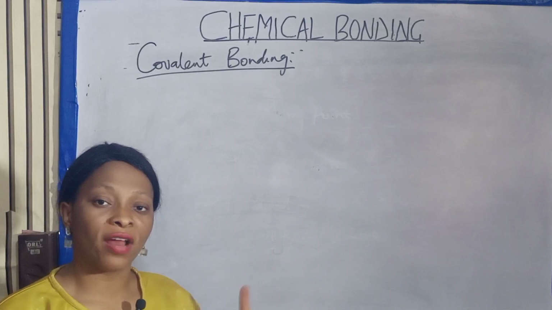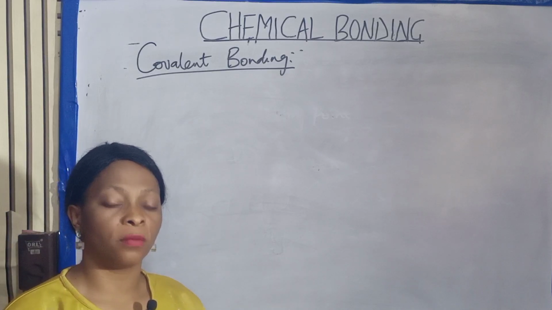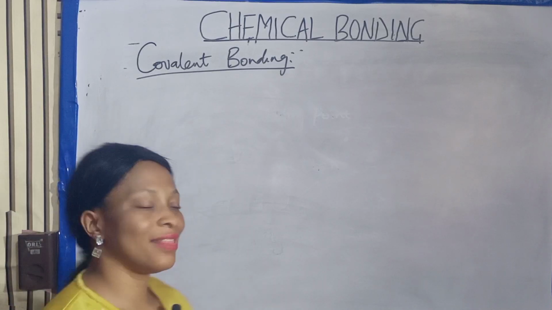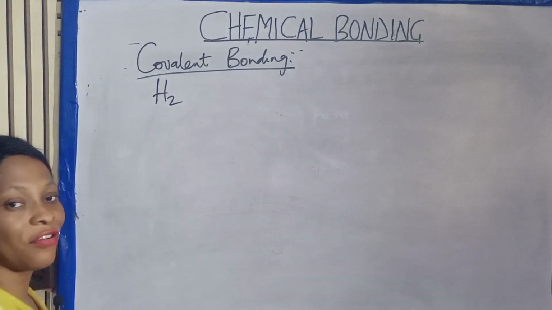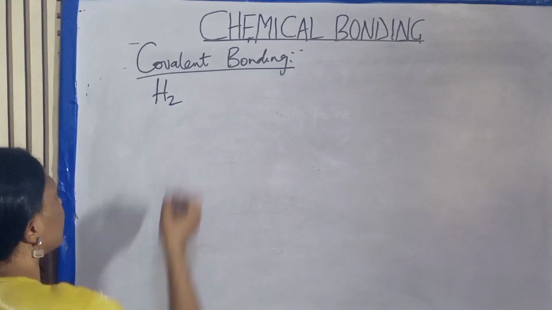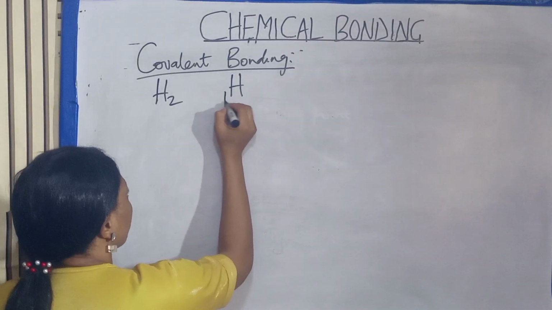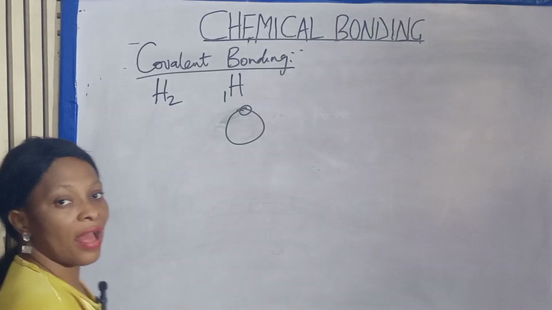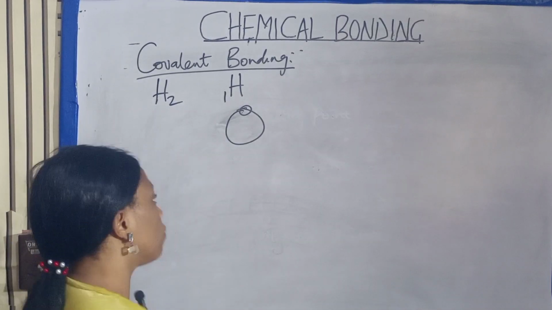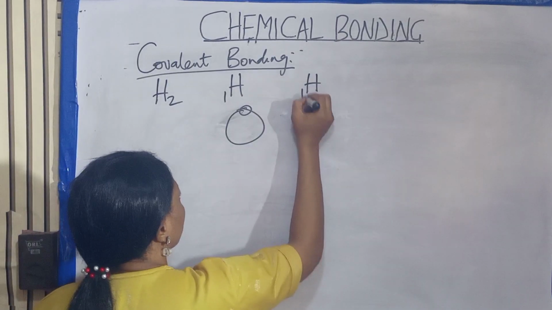Covalent bonding occurs between non-metals. So let's look at the hydrogen molecule. Hydrogen, the atomic number is 1. Let's draw it. 1. Then in the hydrogen molecule, they are now 2. So another one, 1.